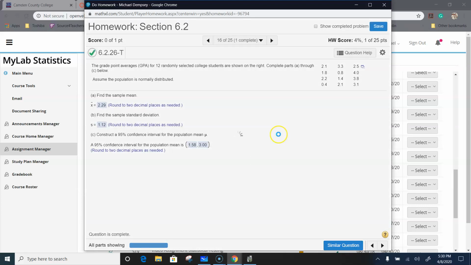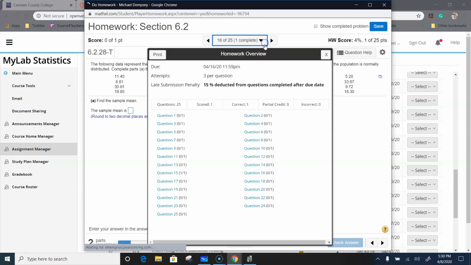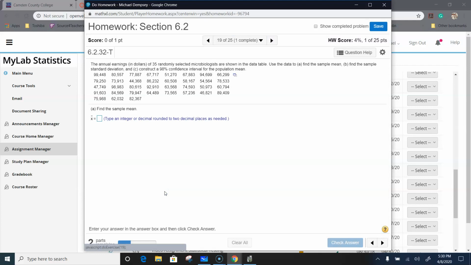Okay, so StatCrunch does all the heavy lifting for you in that case. And again, I would recommend using StatCrunch in any of the problems where they give you lists of numbers. Same thing here, big list of numbers. Use StatCrunch for that. Sample mean, just follow the template that I gave you previously. Okay, so that's the 6.2 homework tutorial. I'll move on to 6.3 next.